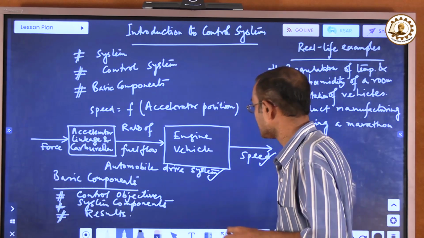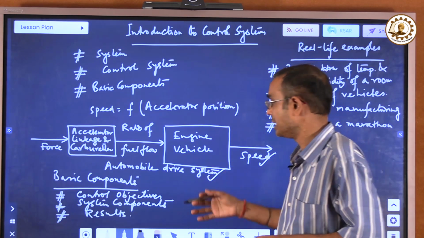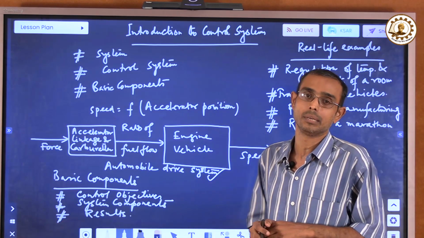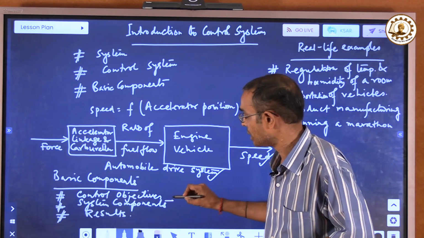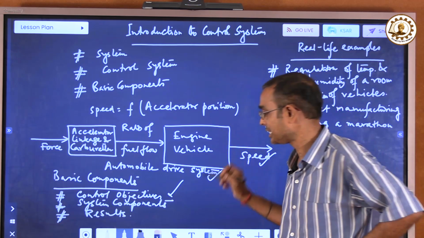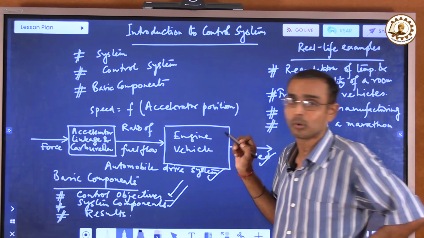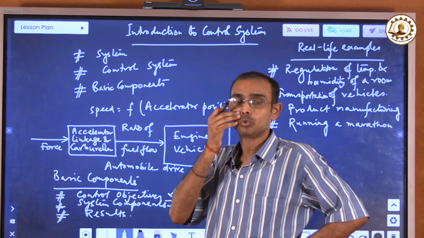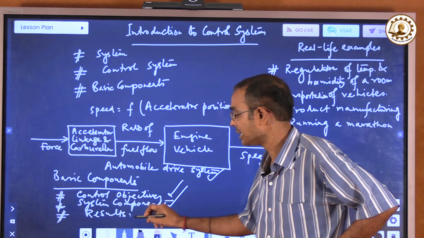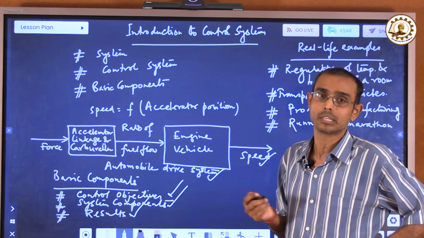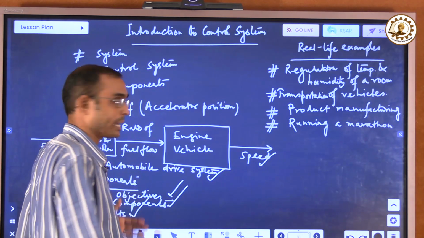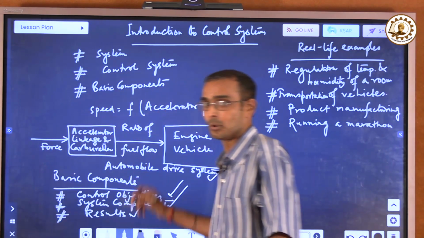Now if we summarize the whole thing, let us finally find out the basic components of any control system. What are the basic components? Number one is the control objective. We need to specify and fix up a control objective. We need some system components to be interconnected to achieve that control objective, and finally the results which will show in front of us.